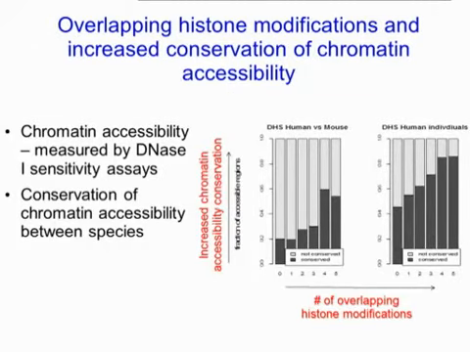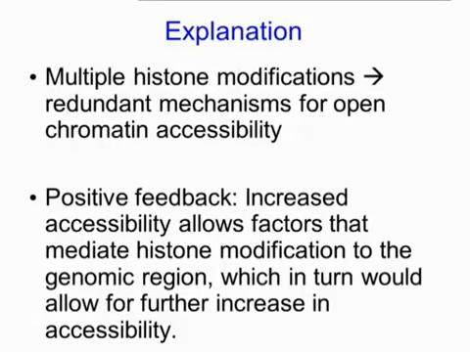Okay, and then overlapping histone modification and increased conservation of chromatin accessibility. Accessibility is measured by a DNA S1 sensitivity assay. This is the degree of conservation, where the black bar is conservation and this is non-conservation. And this is the overlapping degree, and this is accessibility conservation. You can see that if you have more overlap, the conservation of accessibility is better. And this is among human individuals, and you see better correlation.